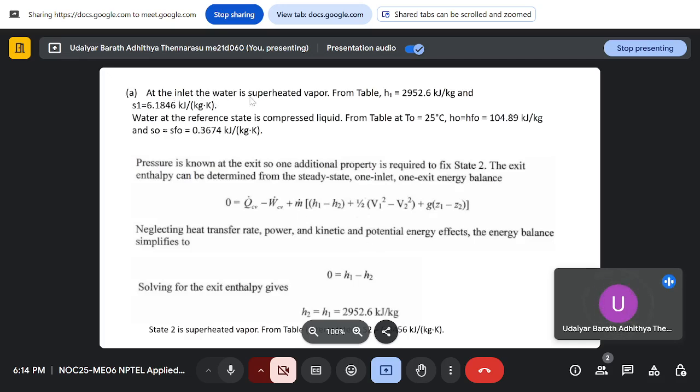At the inlet the water is superheated vapor. From the steam table I get enthalpy as 2952.6 kilojoule per kg and entropy as 6.1846 kilojoule per kg Kelvin. Water at the reference state is a compressed liquid. From the table, T naught is 25 degrees Celsius, and the enthalpy is 104.89 kilojoule per kg, and the corresponding entropy is 0.3674 kilojoule per kg Kelvin.